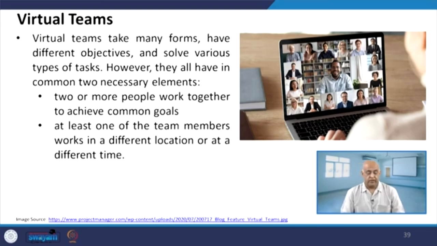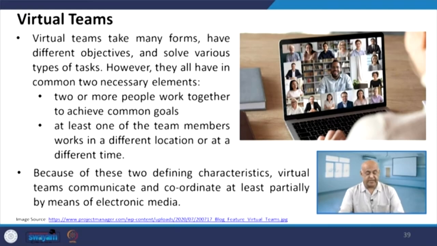If we are talking about the team, the team remains the same, because we have discussed this earlier. So what is a team? A team is achieving common goals, and the whole process works together. But at least one team member works in a different location or at a different time, right? When talking about virtual teams, they are not physically at one place. At least one member is at a different location or at a different time.